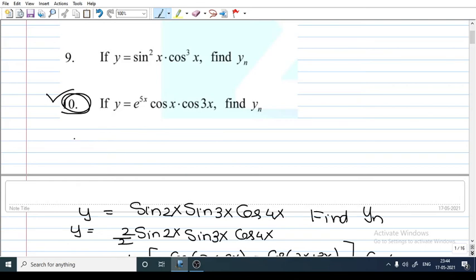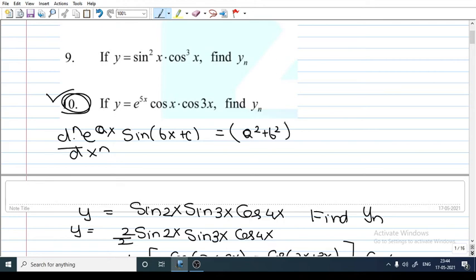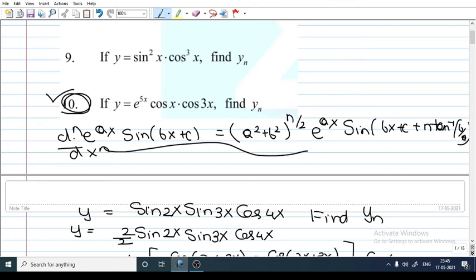Okay, let me write it here. It says if e power ax into sine(bx plus c), and you take its nth derivative, d n by dx power n, it will be nothing but (a square plus b square) the whole power n by 2, e power ax into sine(bx plus c plus n tan inverse b by a). Okay, so this is the formula.